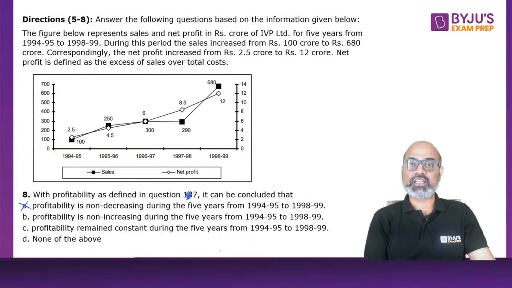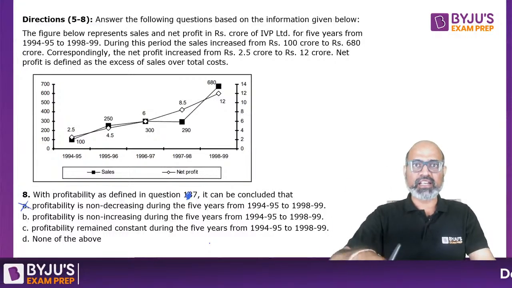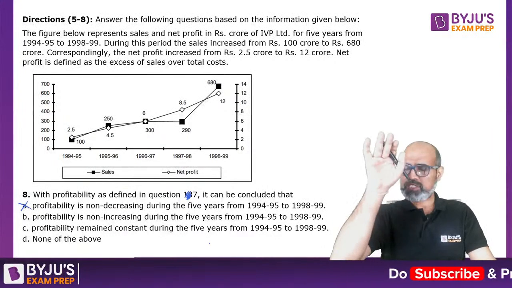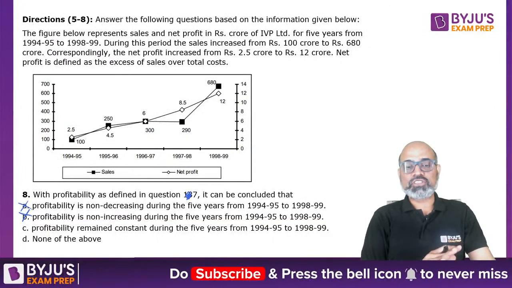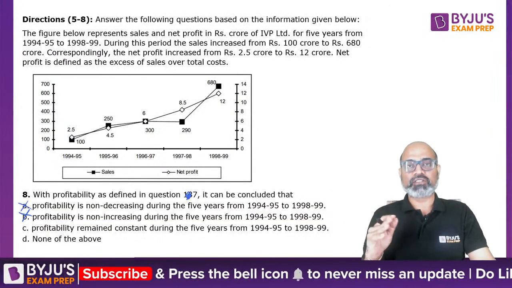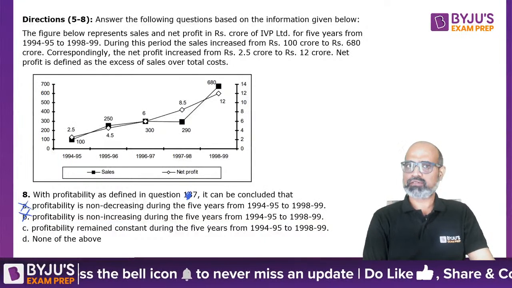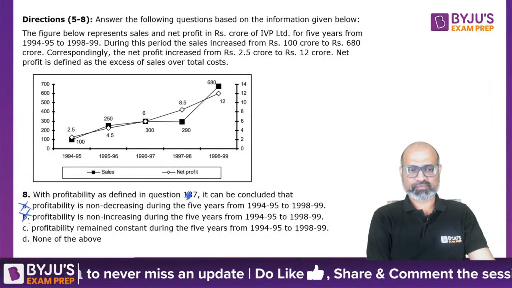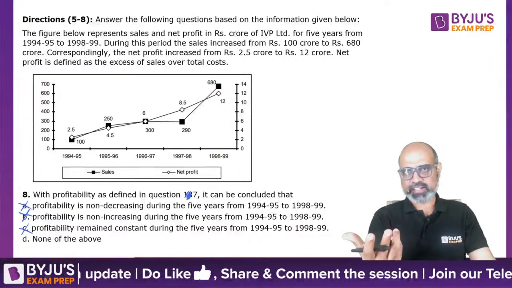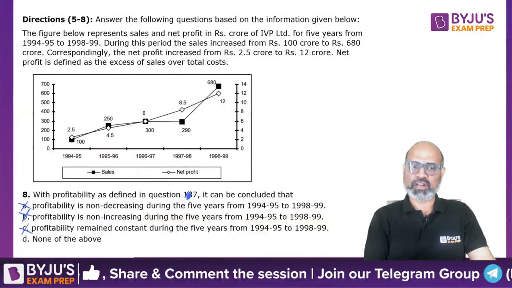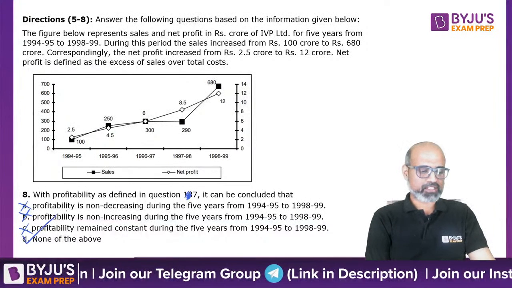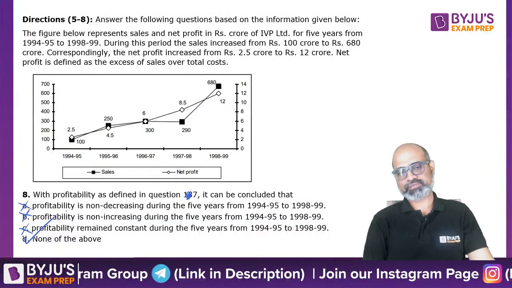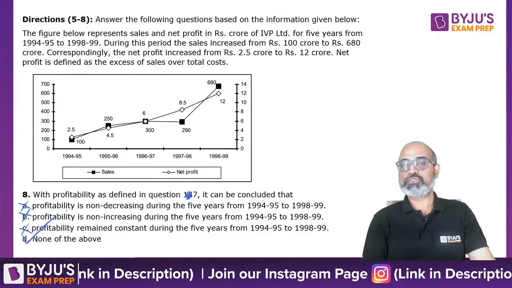Is it non-increasing? Non-increasing means is it consistently decreasing? No, sometimes it goes up, sometimes it goes down. Profitability remained constant during the 5 years from this. Was it constant? No. Different fractions, right? Sometimes more than 1, sometimes less than 1. How come it's constant? So obviously the right answer is going to be D, none of these. We don't have to solve any.